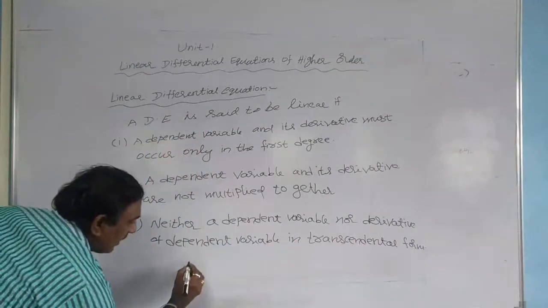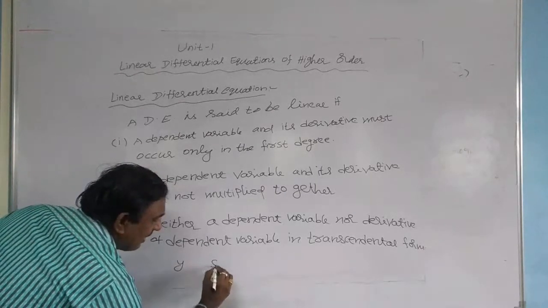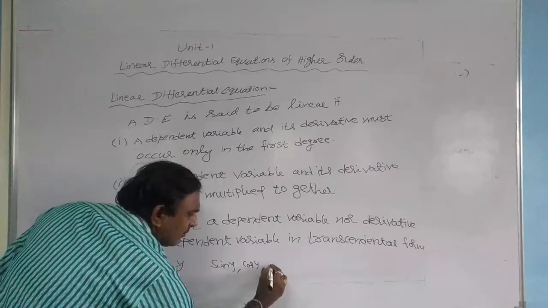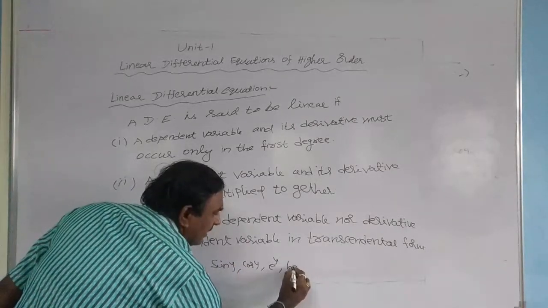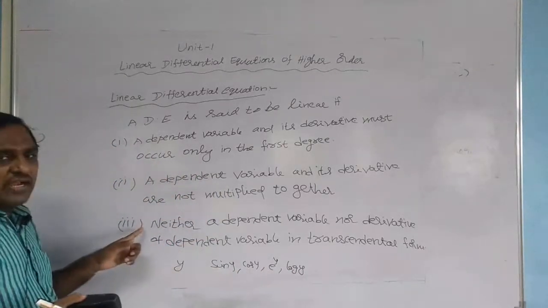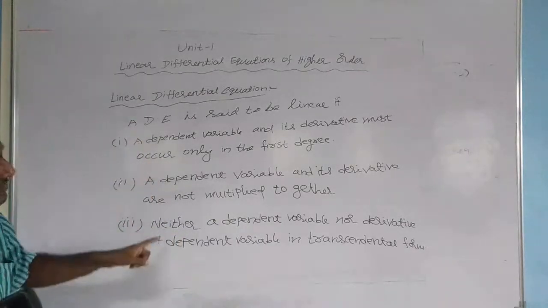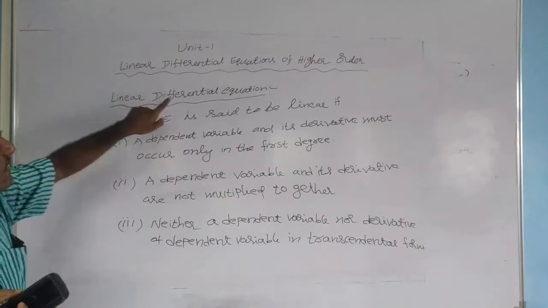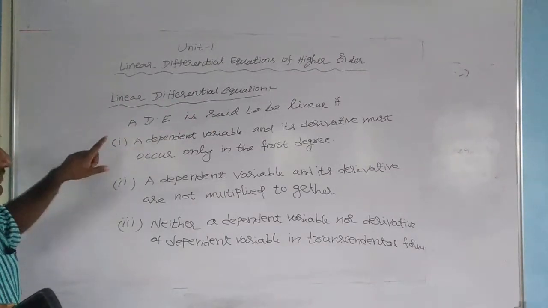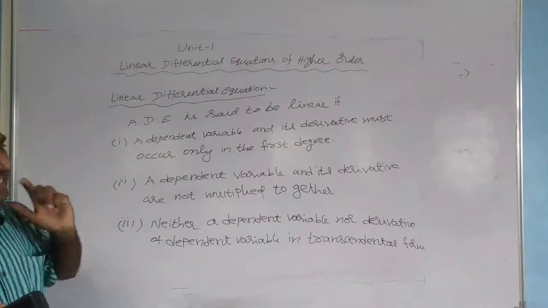For example, if y is the dependent variable, y should not be in the form of sin y, cos y, e power y or log y, like that. If you do not have these terms, then the third condition will be satisfied. If these three conditions are satisfied, then the given differential equation is said to be linear. If any one of them fails, it is called a non-linear differential equation.